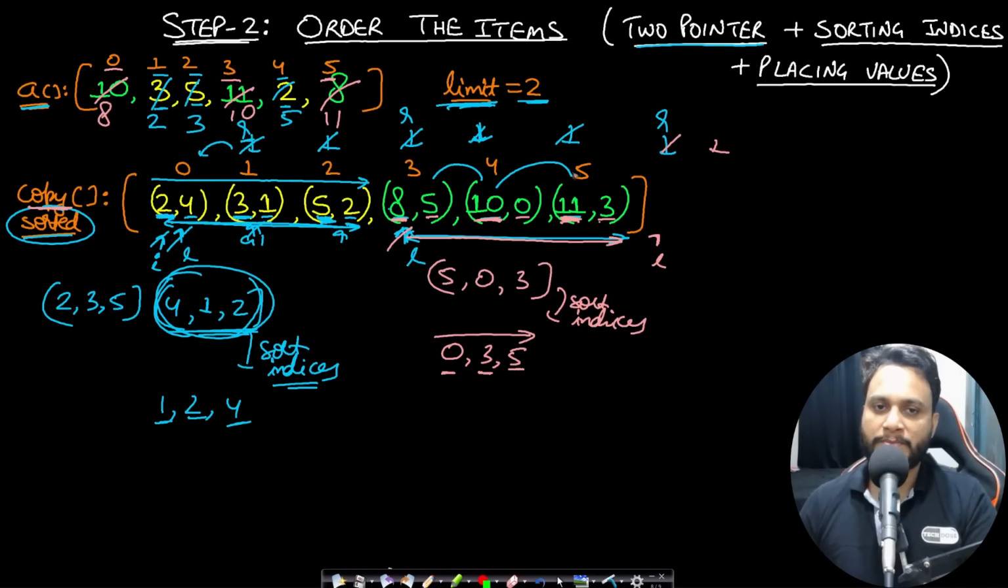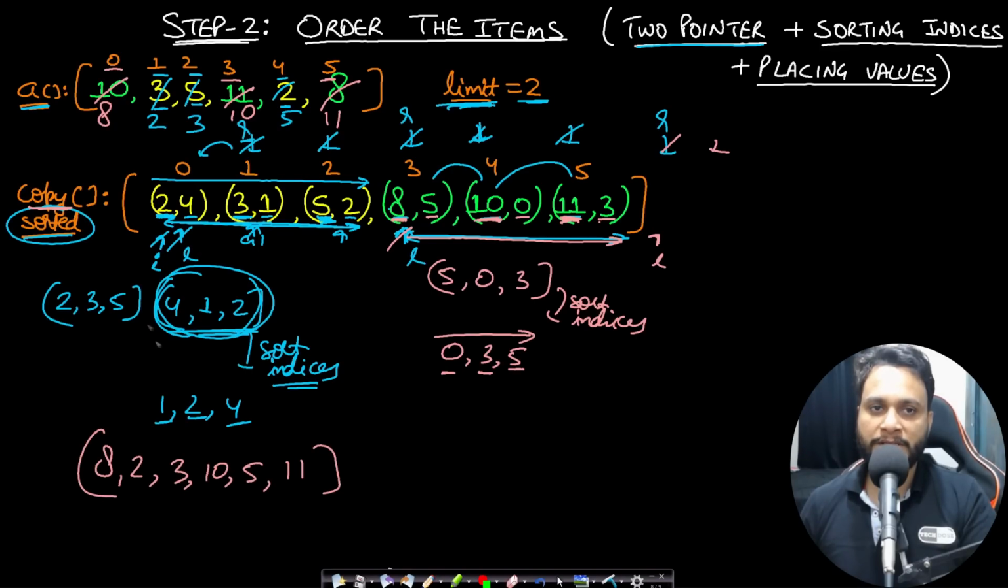So right should always be less than, and we are done. Now after doing this entire operation, what is our final array? It is 8, 2, 3, 10, 5, 11. So this will be the lexicographically smallest array that we can build from the original array given the limit constraint.